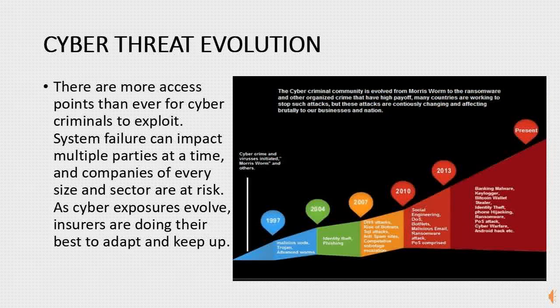Cyber threat evolution. There are more access points than ever for cyber criminals to exploit. System failure can impact multiple parties at a time, and companies of every size and sector are at risk. As cyber exposures evolve, insurers are doing their best to adapt and keep up.